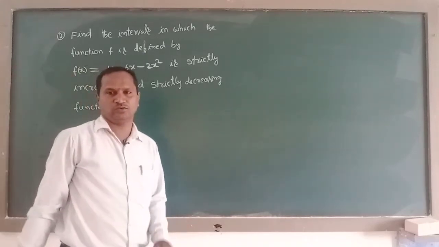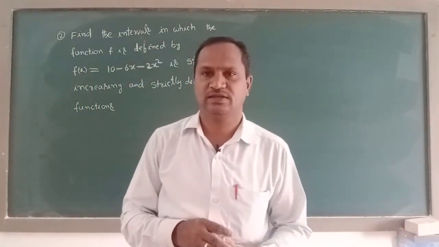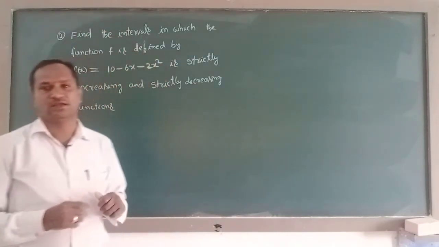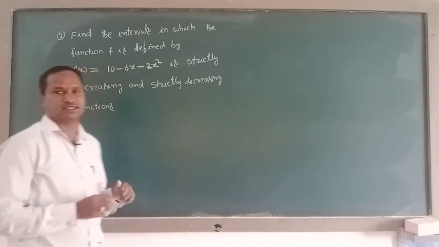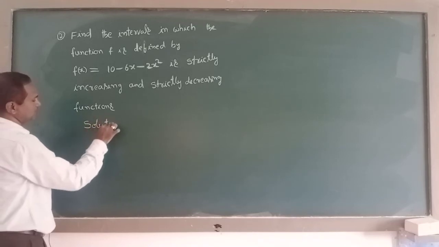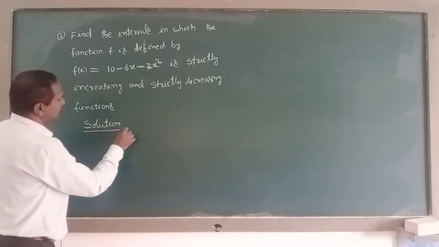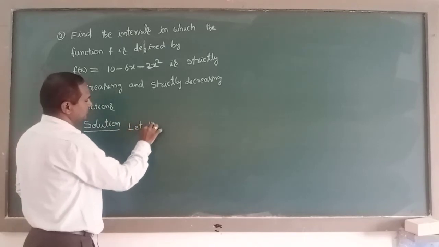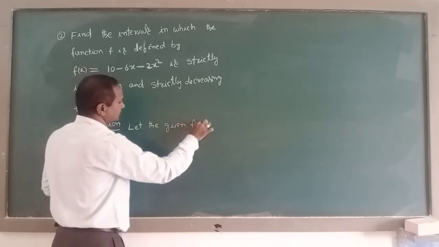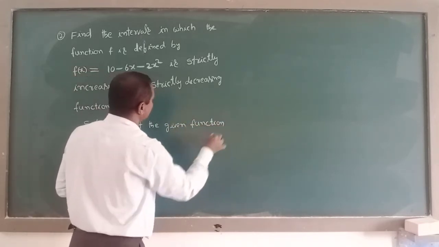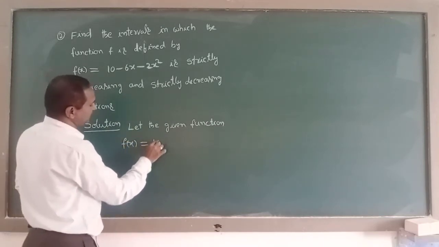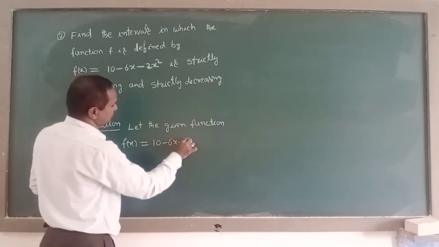Same for this also, you must take the differentiation with respect to x, and afterwards you are going to find the intervals. About all this now we will discuss. Let us now give the solution for this question. Solution: let the given function f of x be equal to 10 minus 6x minus 2x square.